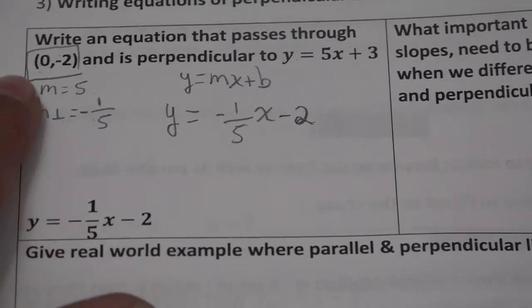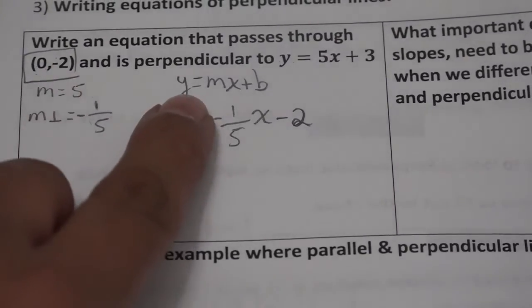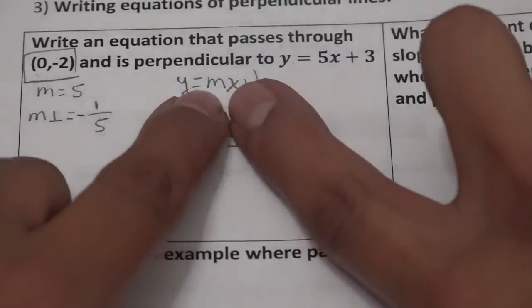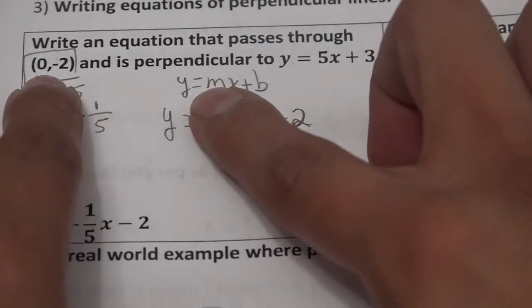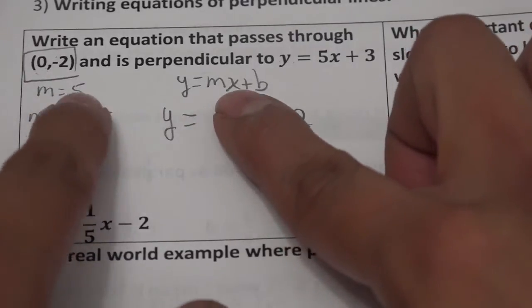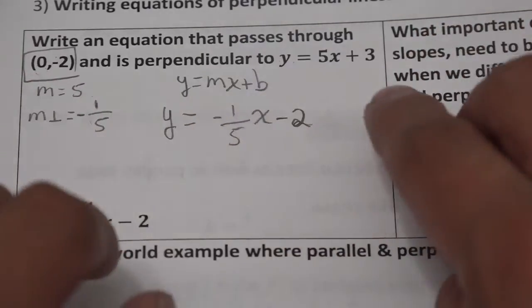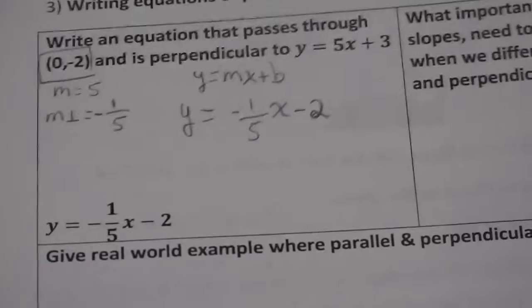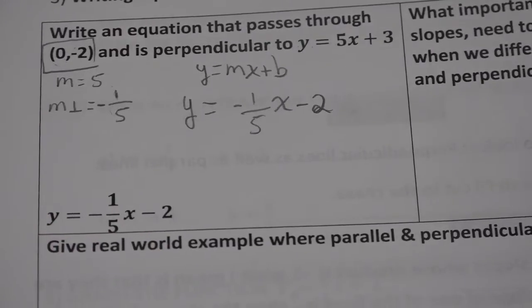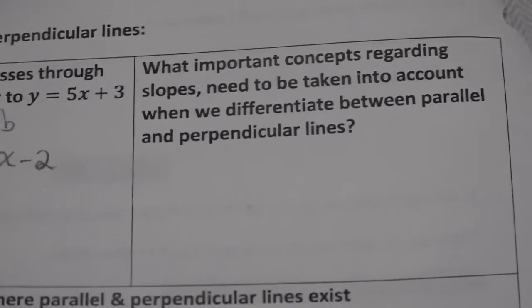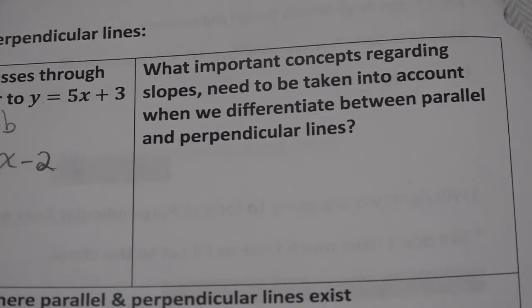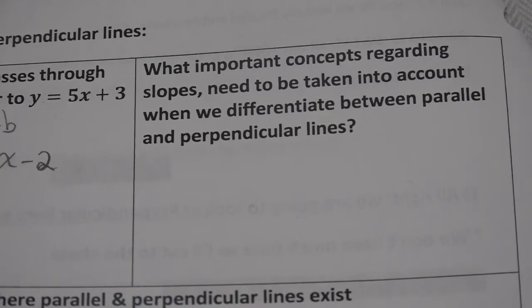Now, don't forget, if this is not the y-intercept, you need to go with y equals mx plus b. Then you replace negative 2 equals the slope, which is negative 1 over 5, times x, which is 0, plus b. And of course, your answer was already here, if you know it. Okay. What important concepts regarding slope need to be taken into account when we differentiate between parallel and perpendicular lines? Well, parallel lines have the same slope and perpendicular lines have slopes that are opposite reciprocals. Beautiful.